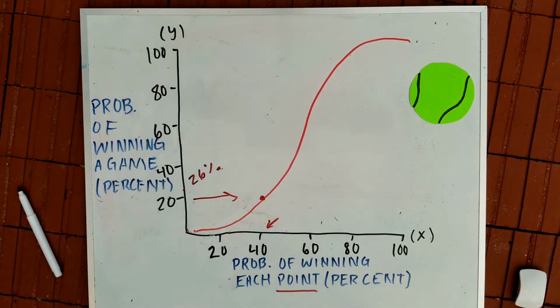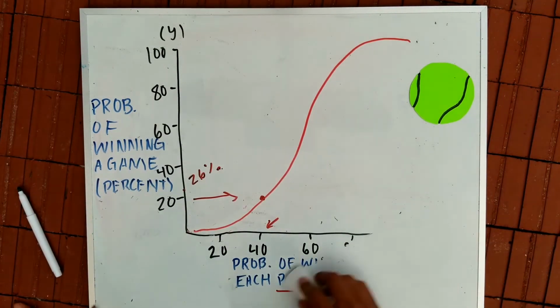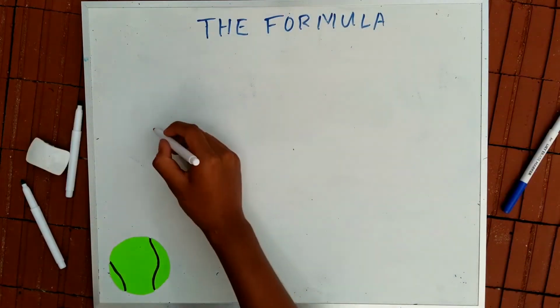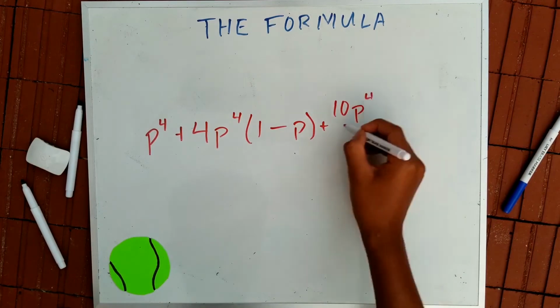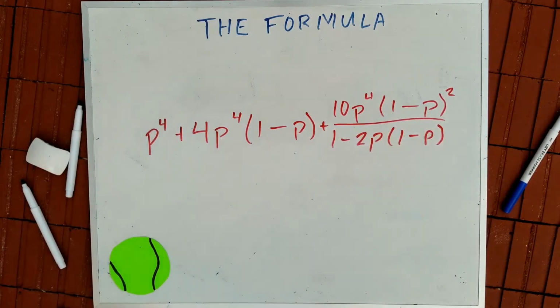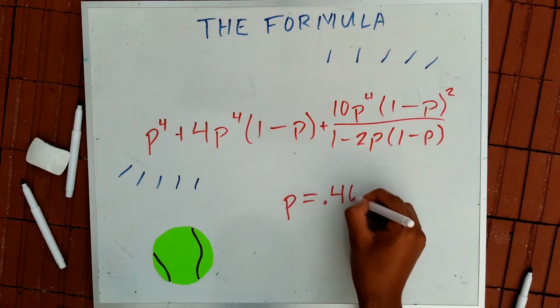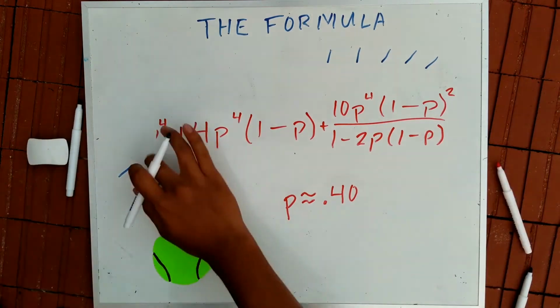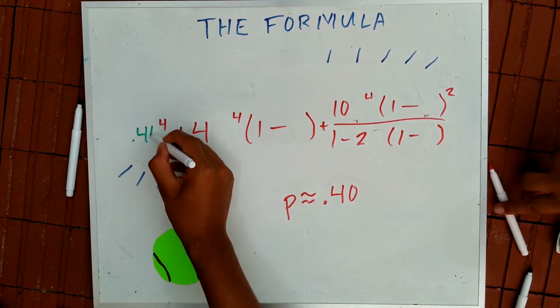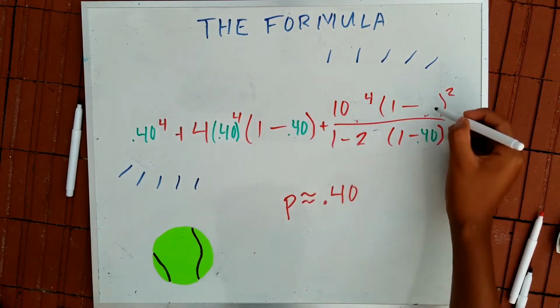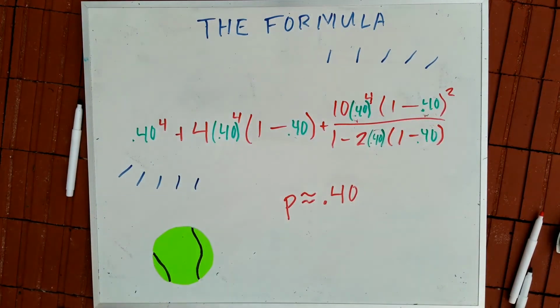So as you can see, we checked where my 26% landed on the graph, and it should correlate with the 40% chance of me actually winning a point. So now, in order to prove that this is true, we used our formula based on Markov chains that determines the probability of winning a game by inputting the probability of winning a point. So we're going to input 0.40 for all the p's, which would equal our supposed probability of winning a point. So right now we're just going to show you the work that we did.